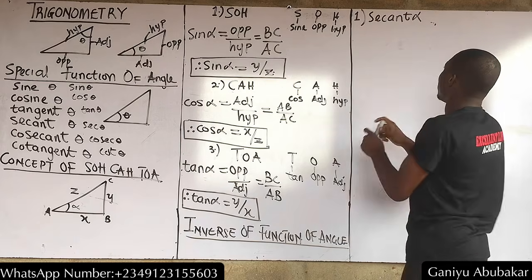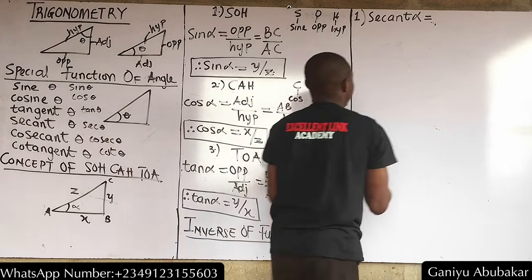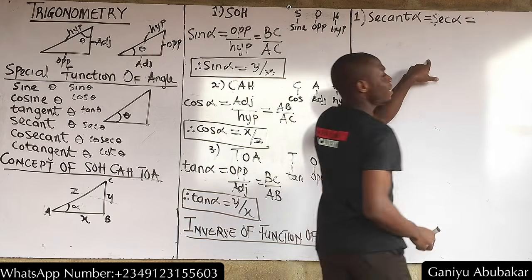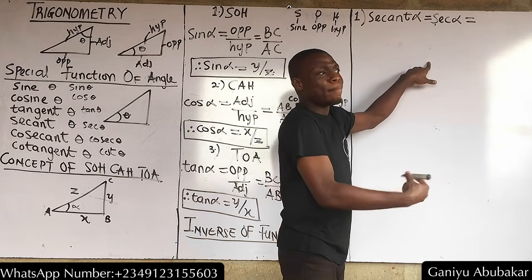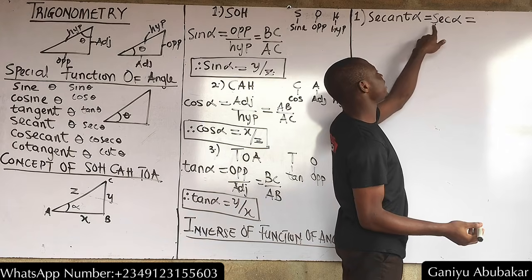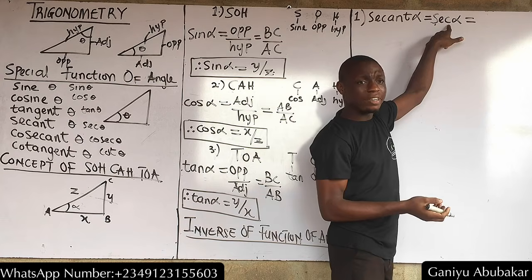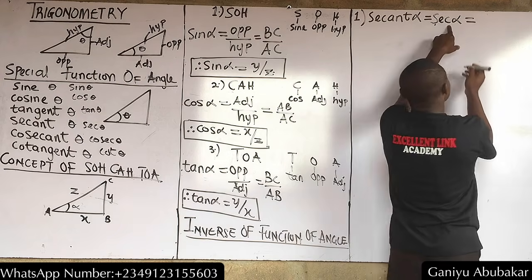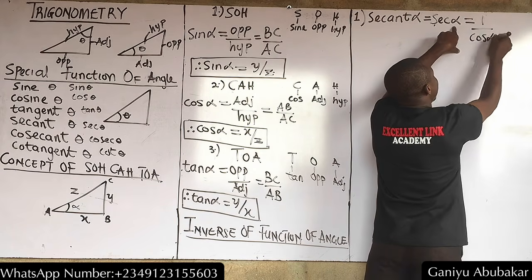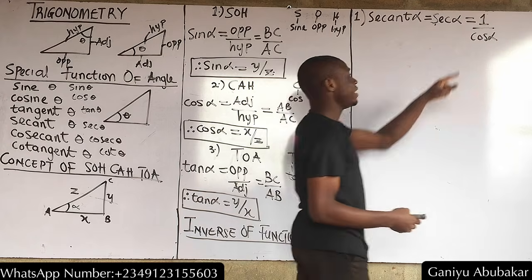So secant alpha now is equal to what? What is the short form of writing secant? That's sec. So that becomes sec alpha, which is equal to, observe please, what's the mathematical expression for sec alpha? This is S, E, C. This is C. There's a kind of trig that represents C. That's cos. So therefore, the mathematical expression for secant becomes 1 over cos alpha. 1 over cos alpha becomes the expression for secant alpha.